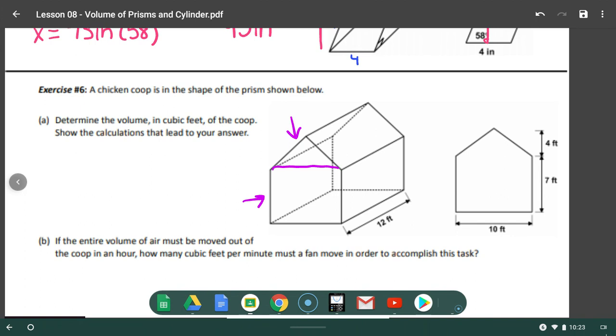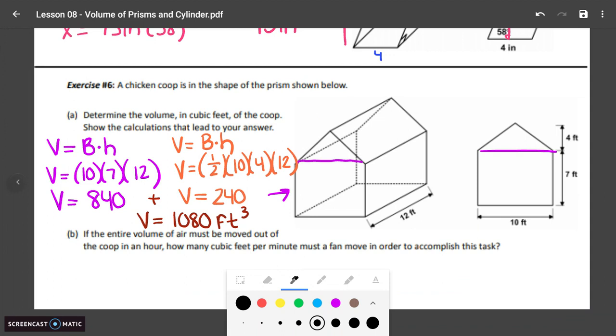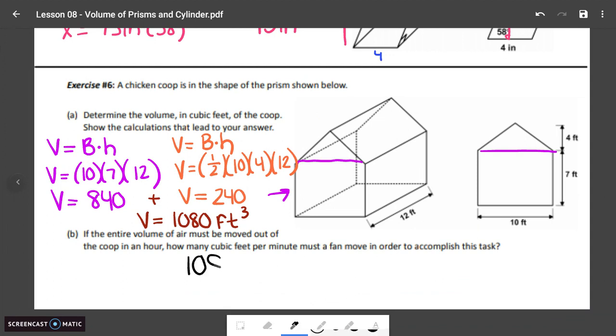Nicely saw that the volume is equal to the capital B times H, so the area is the base. The rectangular prism I have in purple, so 10 times 7 times 12 got me 840. The triangular prism was 1/2 base times height times 12 to get 240. Add them up to get a combined 1080. And then for part B, if we want to get everything out in an hour and we want to know how many minutes that takes, feet per minute, so this feet cubed divided by 60 minutes, 18 feet cubed per minute.